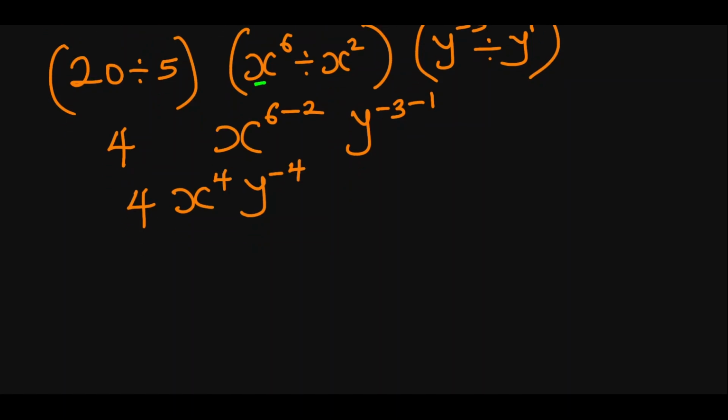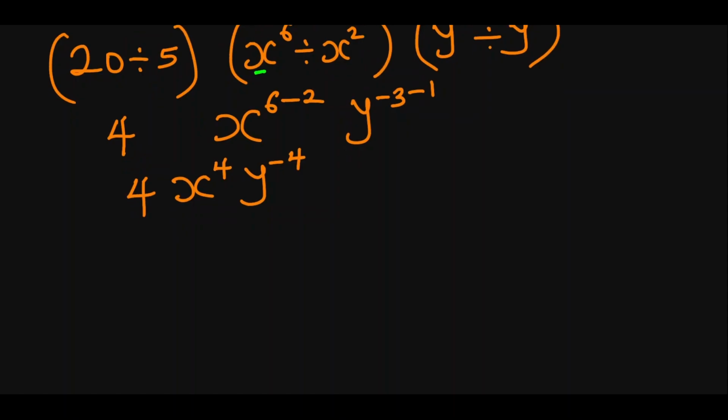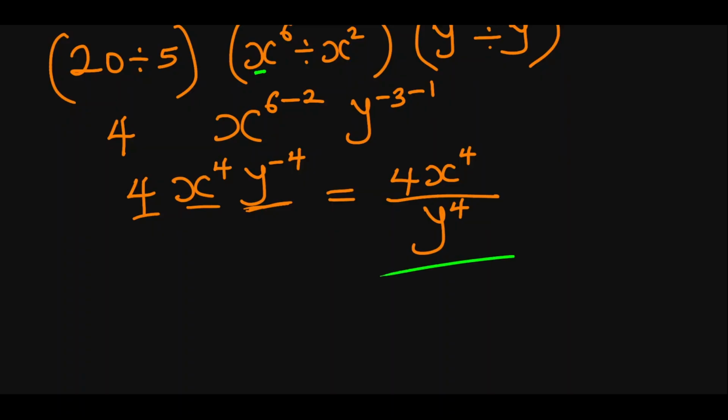If we are going to rewrite this to remove the negative index, which is what the question wants, the question doesn't want negative index, only positive. So that will now give us 4x raised to power 4, because these two are okay, they don't have any negative index. The problem is this y. Once we bring it down, it becomes y raised to power 4. And that now becomes the final answer.